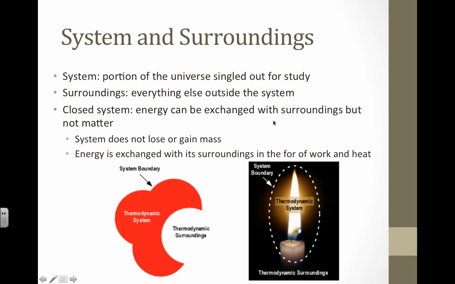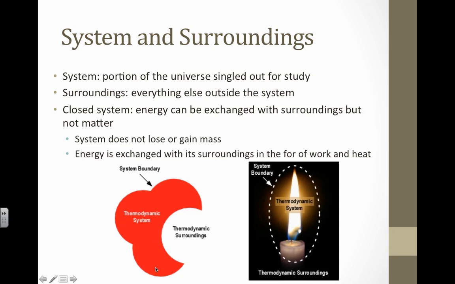In a closed system, energy can be exchanged, but the system does not lose or gain mass. We're just talking about energy. And we're basically looking at energy exchanges for work and for heat, or energy loss or energy gain, depending upon how we're defining it. So here we have our boundary, our thermodynamic system, and the surroundings.